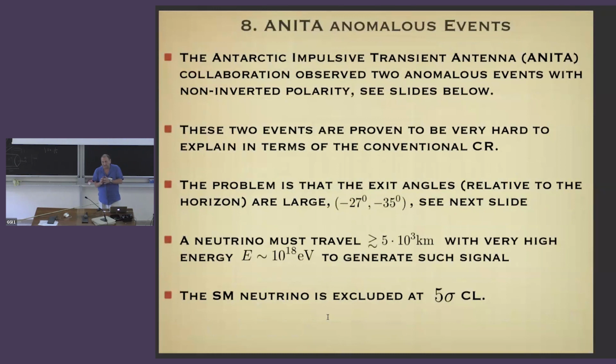Okay, and the last part of the story, again, about the Earth. About ANITA, I mentioned that I want to show something where we observe anomalies. The reason I picked ANITA is that I know the PI from the ANITA collaboration. But I could also discuss Pierre Auger or Telescope Array. There are many anomalies there as well. I have time for ANITA. Two events recorded by ANITA are very strange, so-called anomalous events, because they have a non-inverted polarity. I'll show what non-inverted polarity means in a second.